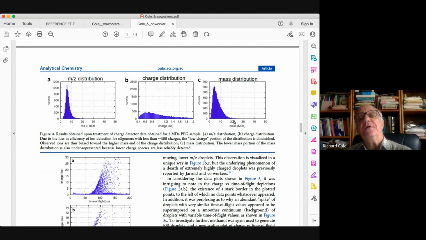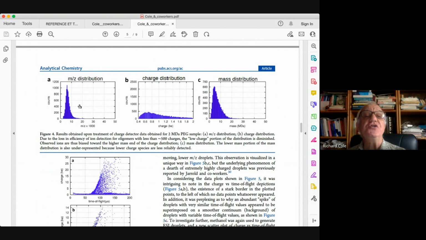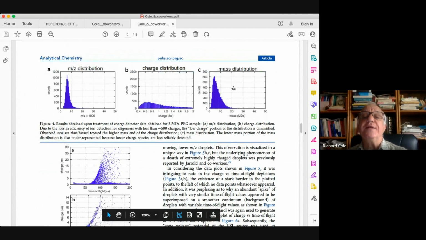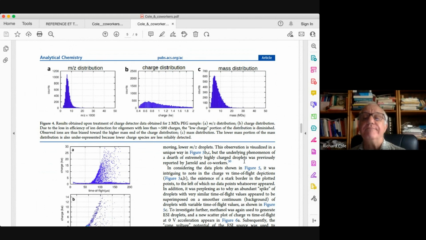All right, and so of course, if we have a mass to charge distribution and a charge distribution, we just have to multiply those two together to obtain our mass distribution. And that's shown here. I'd say the average mass is about 7,000 or so, although our peak is not symmetric, so we're peaking at closer to 6,000 megadalton.